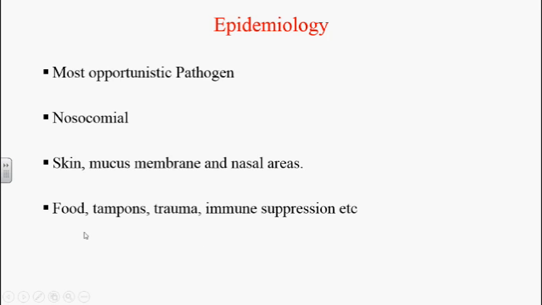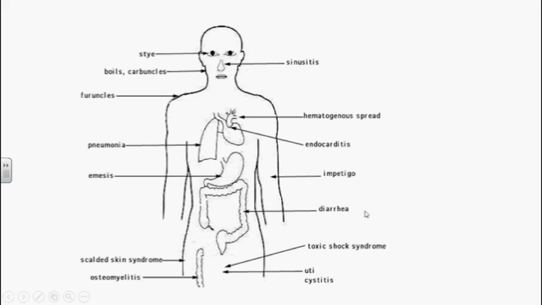Transmission can occur through food and through tampons. Tampons are one of the important factors in causing toxic shock syndrome. Any type of tampon, like vaginal tampons, surgical tampons, or nasal tampons, can lead to this infection. Trauma can also lead to this infection, and immune suppression always helps this organism in causing infection.